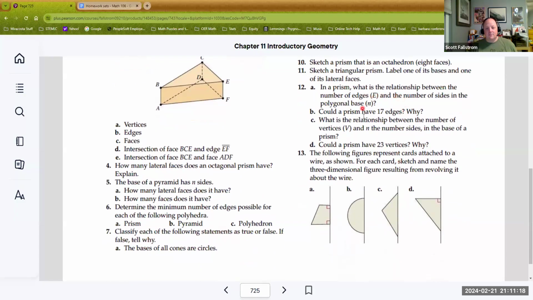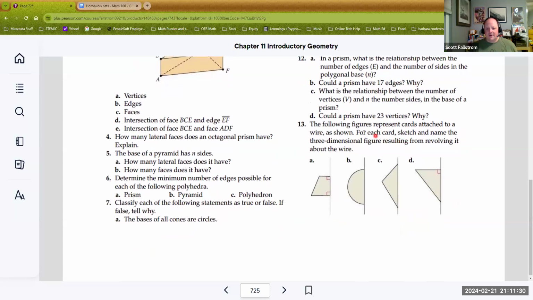And again, if you're struggling with that, I would recommend go back and make prisms. Make a triangular, make a quadrilateral, write down how many edges do I have? How many vertices do I have? And what's the connection between those? Okay. 13 here, the following figures represent cards.